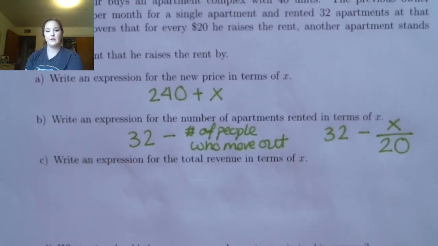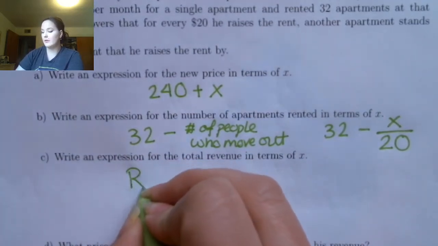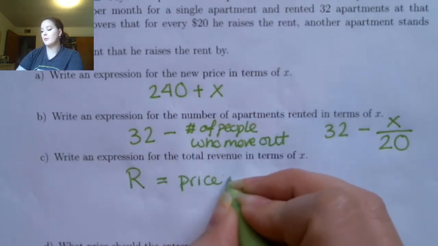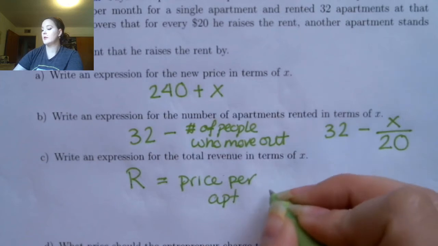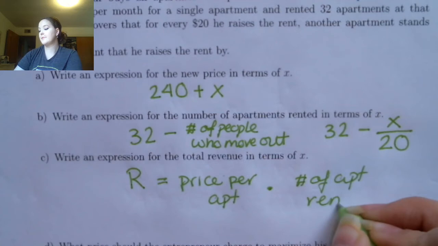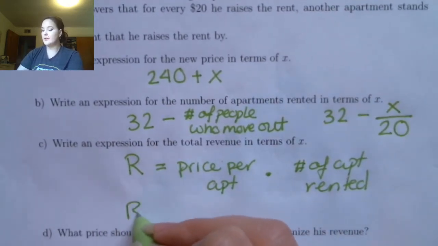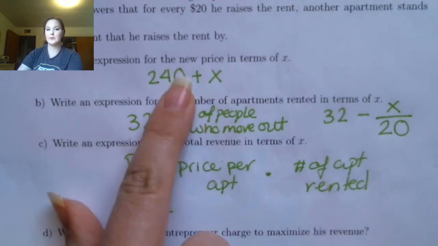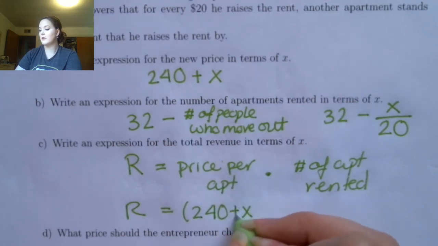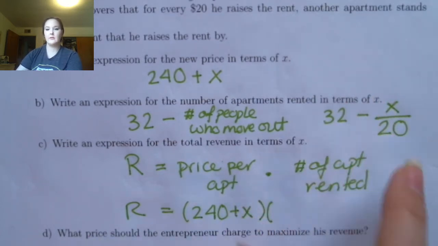All right. Now write an expression for the total revenue. So his revenue is going to be the price per apartment times the number of apartments rented. So for us, we know the price per apartment, that was part A, and the number of apartments rented, that was part B.